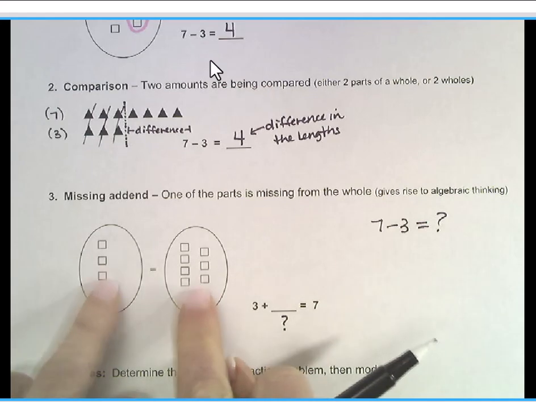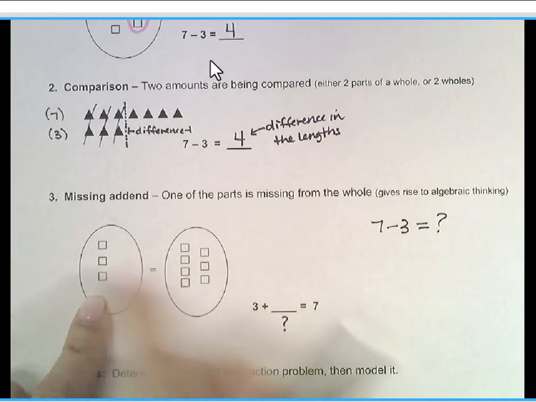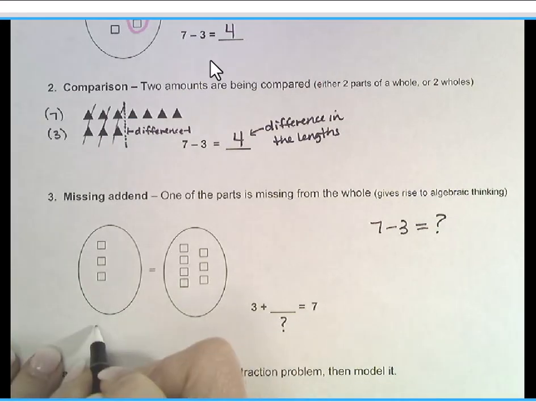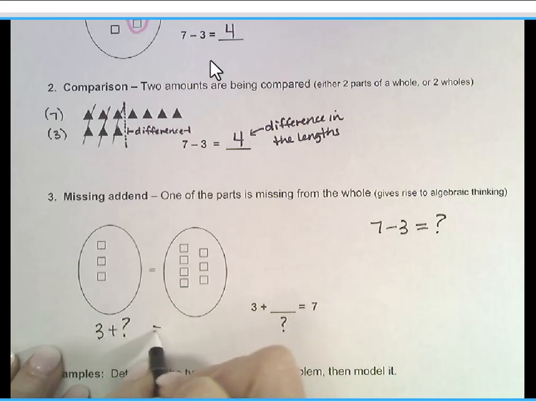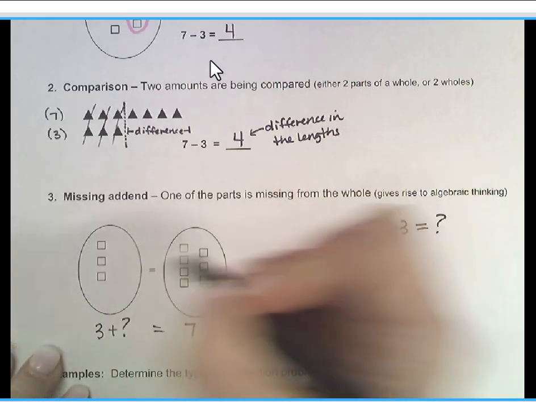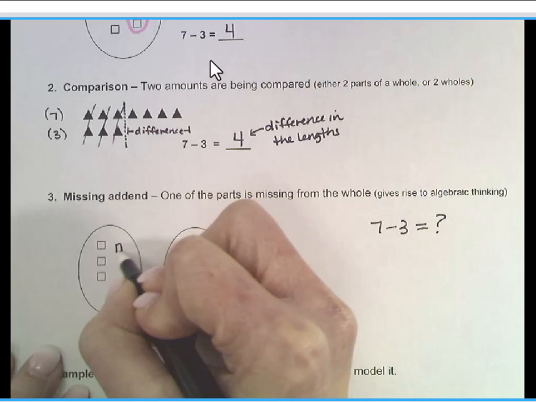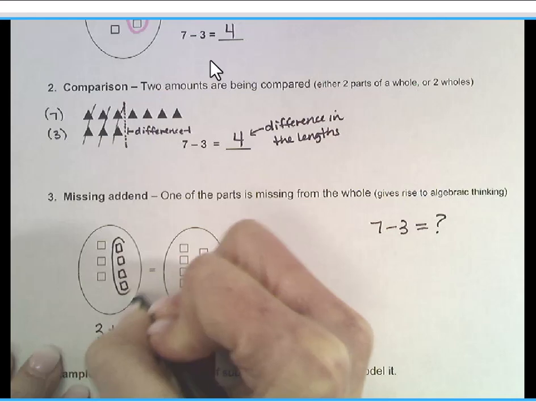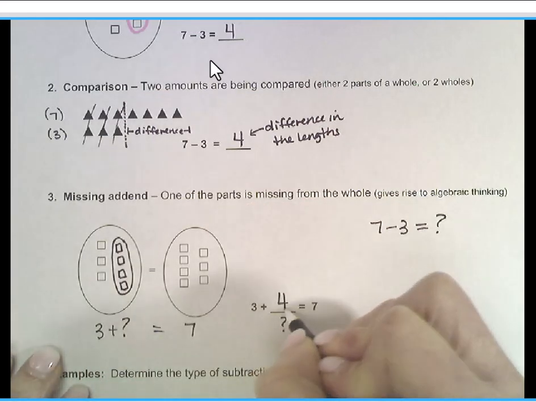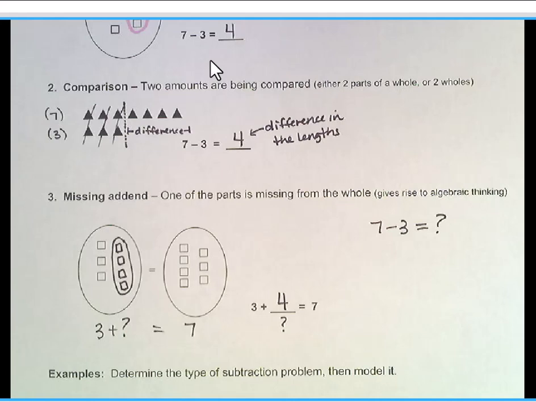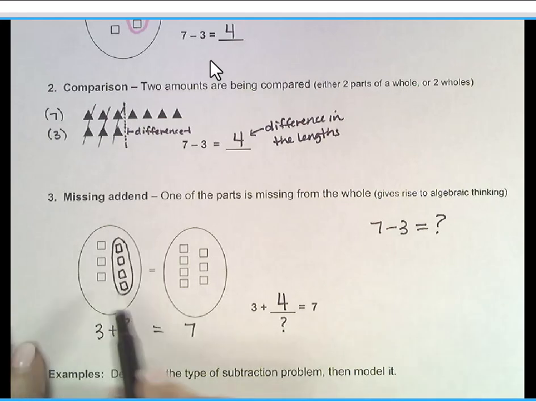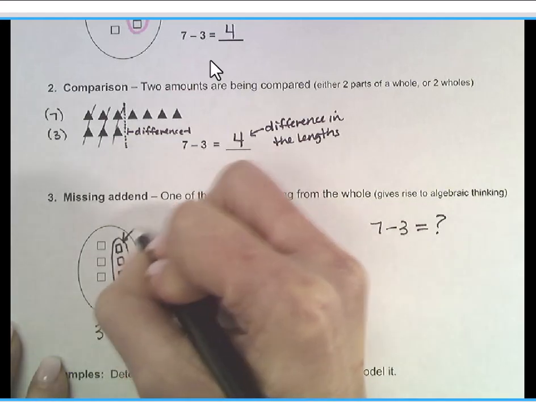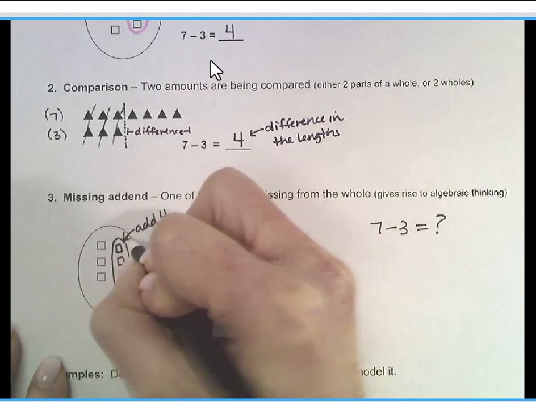So you compare these two little circles. In one circle I have 3, and in the other one I have 7. And what you're asking is, how much would I have to add to it to get 7? So you go, well, if this is 3, I'd have to add 4, 5, 6, 7, and so I had to add these 4. So the 4 is what would get added. These 4 additional cubes make these two circles match. So this is add 4 to make it equal 7.